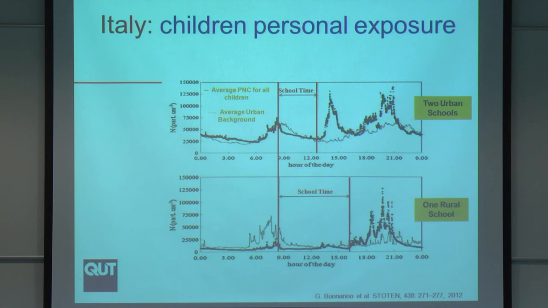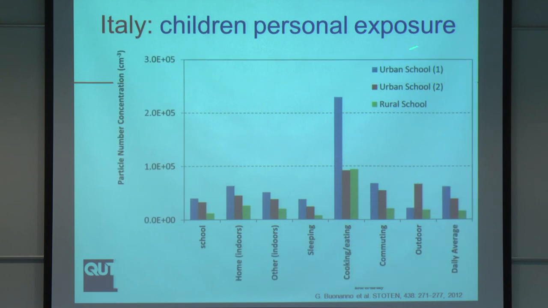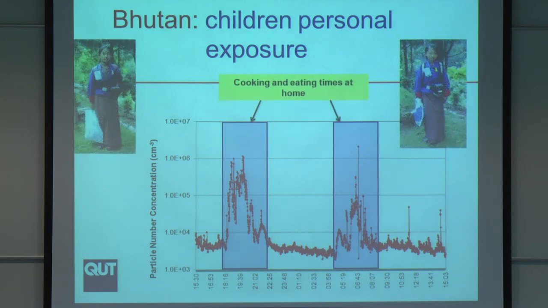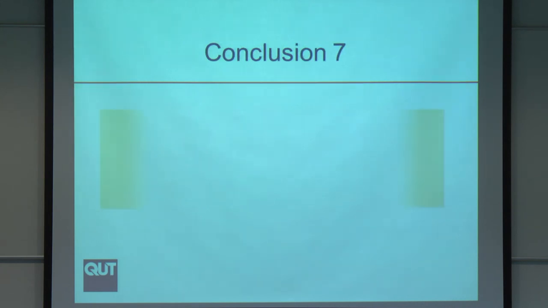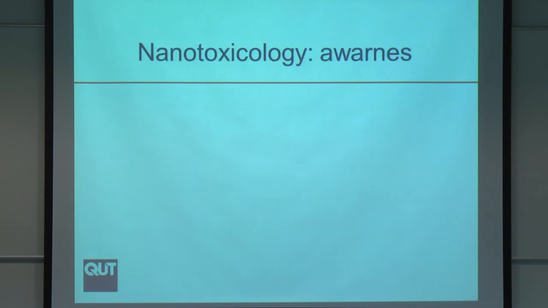We then repeated these measurements in Italy with our colleagues from Cassino, using this in several different schools, and got an estimation of exposure in urban schools versus rural schools, and very interesting data on the role of different microenvironments in this exposure. We have also done this in Bhutan, and submitted a paper on it, where the issues were completely different, and the exposures during cooking were of these extreme values. So the conclusion from here is that exposure control to nanoparticles differs from air quality guidelines and standards type of exposure; the transient nature needs to be considered, and different exposure characteristics.